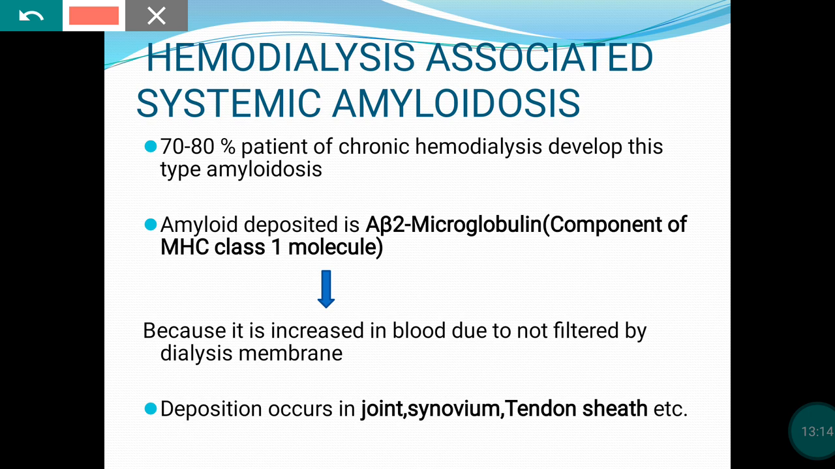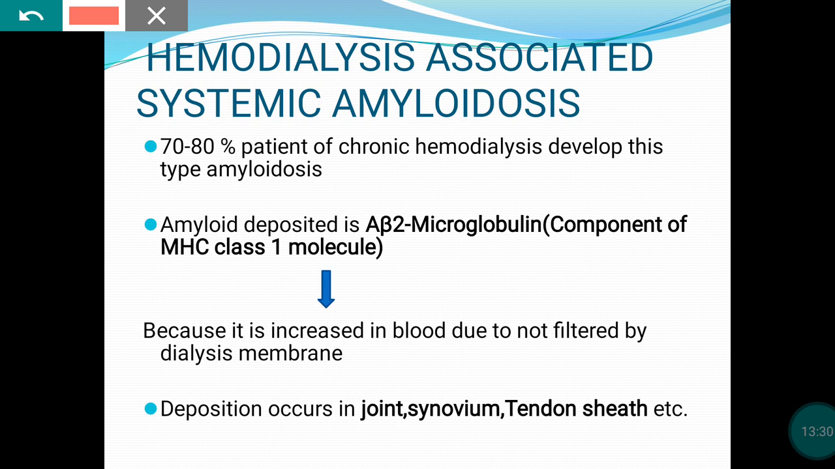Chronic renal failure patient needs dialysis to remove waste products like blood urea nitrogen and creatinine. So 70 to 80% of patients on chronic hemodialysis develop this type of amyloidosis. How? That we will discuss.